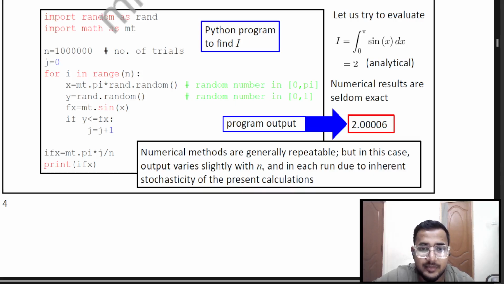Numerical methods are generally repeatable, but in this case the output varies slightly in each run. Now the task is for you to try this program. If you run this program on your computer, everyone will find slightly different values. The first time I ran it, I found 2.0006. The second time it was 1.999, but every time it is very close to 2. This is one of the methods that I want to teach, so that everybody understands what exactly integration is.